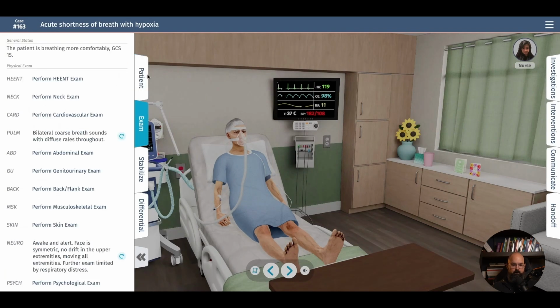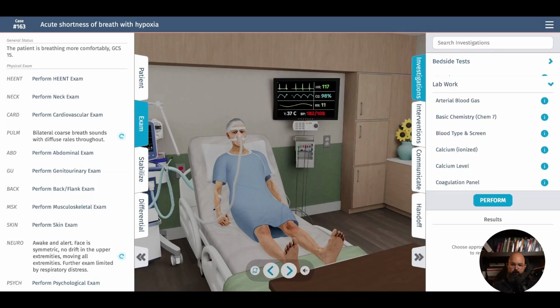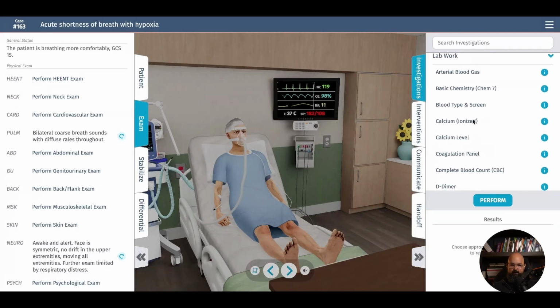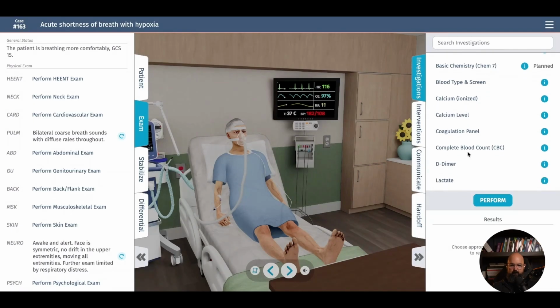Okay, so let's do a couple things. Let's get some investigations. Let's see. We're going to get a finger stick blood sugar, even though that's definitely not what's going on here. You always need to do it. You get your rapid response, you always got to check your blood sugar. Let's do a chemistry. I don't really care much for an arterial blood gas, and I'll tell you why in a minute.